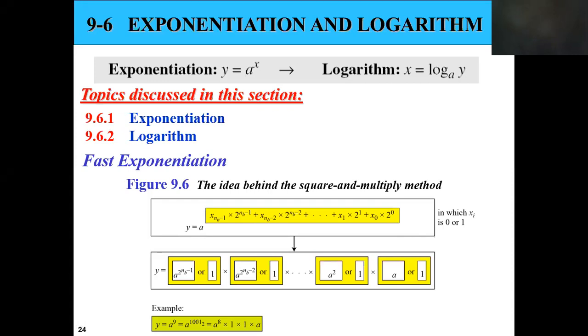Exponentiation, I mean to say, dear student, is when y is equal to a to the power x, and logarithm, I mean to say, x is log of y to the base a. Dear student, these are reciprocal of each other, and we will have to find the fast exponentiation methodology. How one can use fast exponentiation.